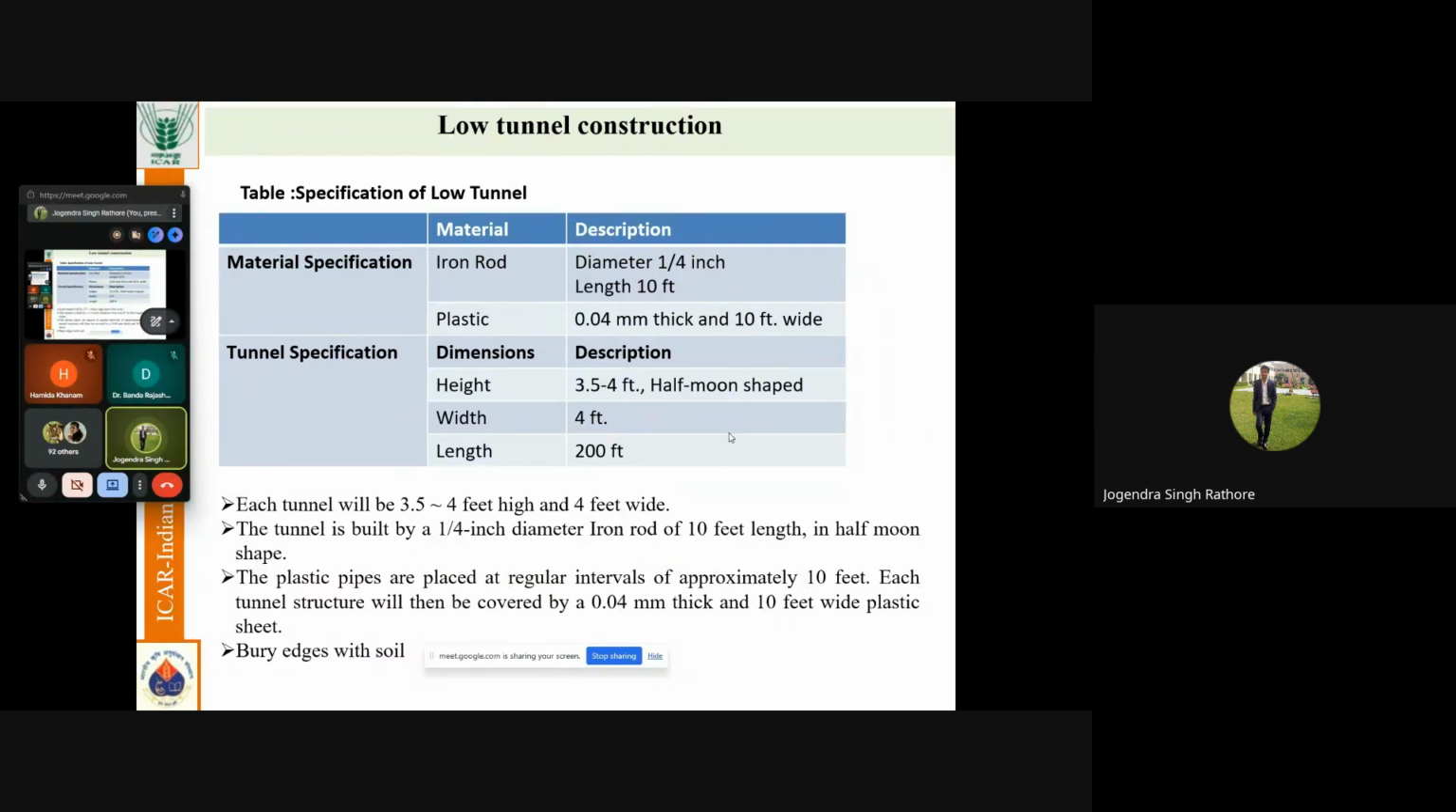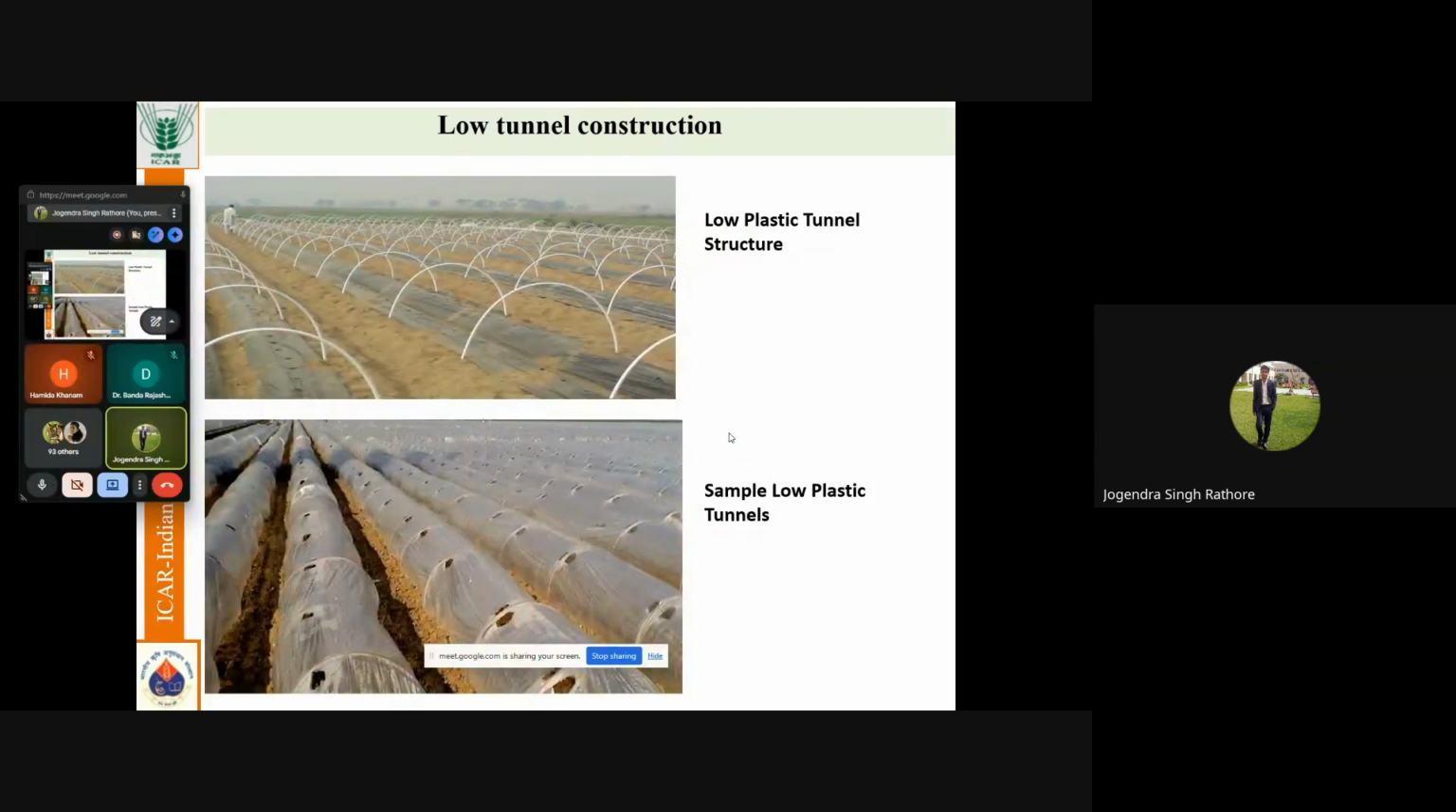So for low tunnel construction, first is your material specification: iron rod and plastics. If we go for iron rod, then we go for 1/4 inch diameter and a length of 10 feet. But if we go for plastics, then obviously 0.04 thick and 10 feet wide. Then tunnel specifications. Basically, we go up to a height of 3.5 to 4 feet, and these tunnels have a half moon shape. This way, we can construct these tunnels.